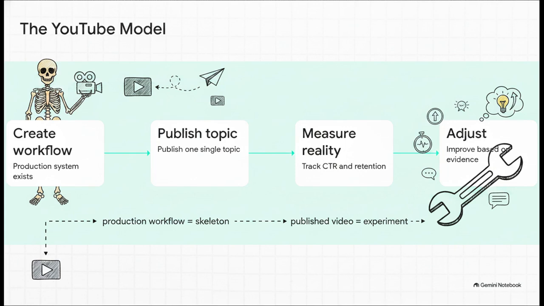Actually, it even applies to the very explainer you're watching right now. Our walking skeleton was just creating the basic production workflow, basically making sure we could actually produce and upload a file. Then our tracer bullet was publishing one topic. We measured reality, click-through rates, retention, comments, and we let reality determine our next improvement rather than our assumptions. The production workflow is the skeleton, the published explainer is the experiment.